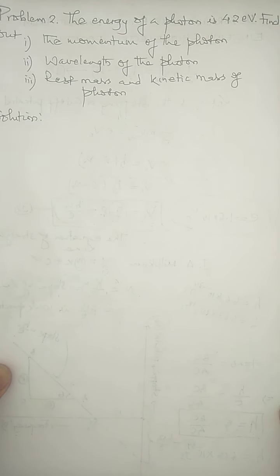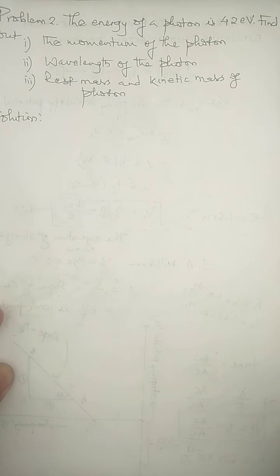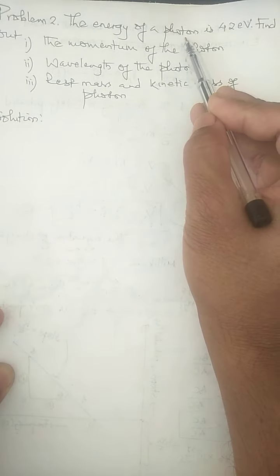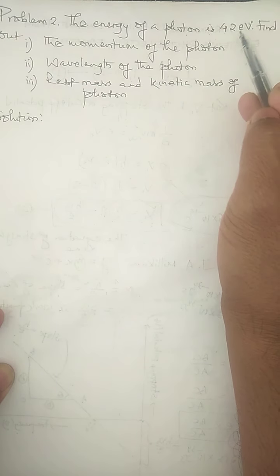Alright, my dear children, now we solve the next problem, that is problem number 2, and this is also a problem based on measuring the momentum, wavelength, and the mass of the photon. Let's solve problem number 2. It says that the energy of a photon, again we are dealing with photons, is 42 eV.